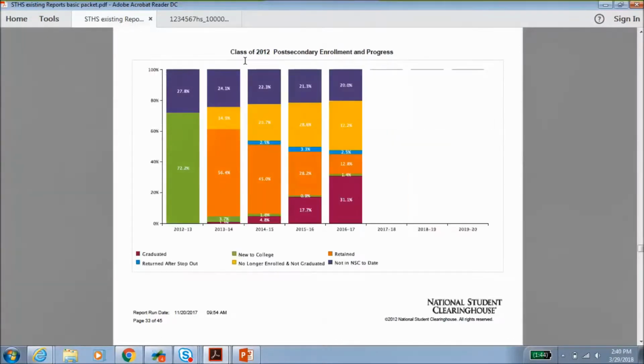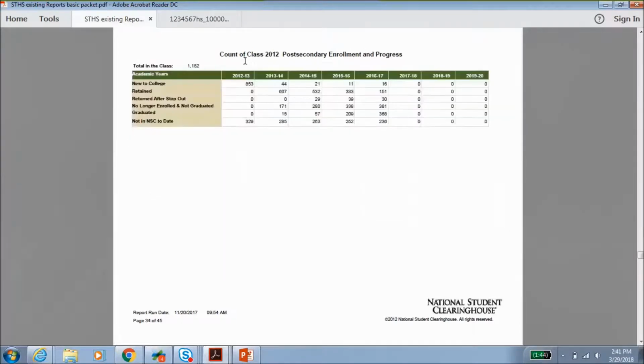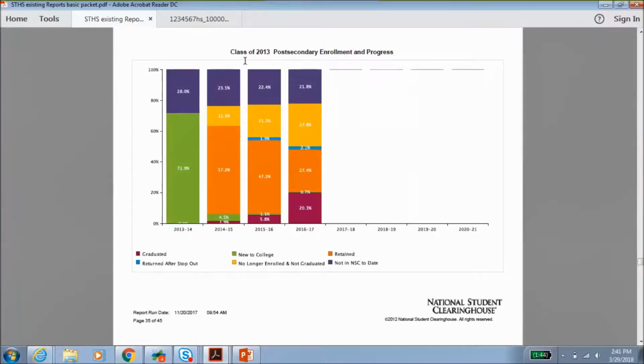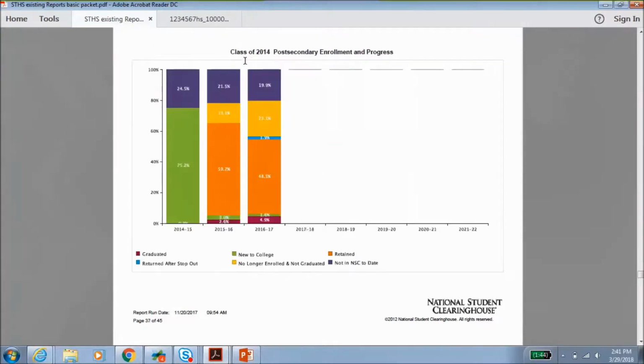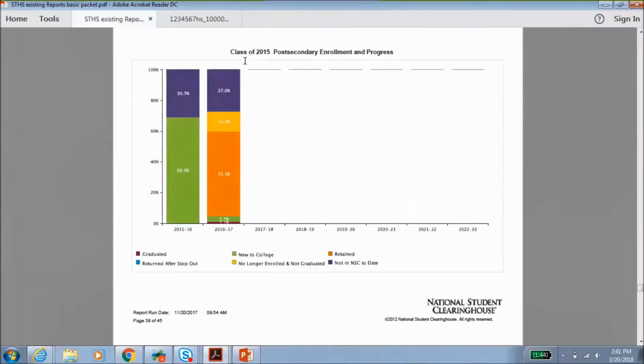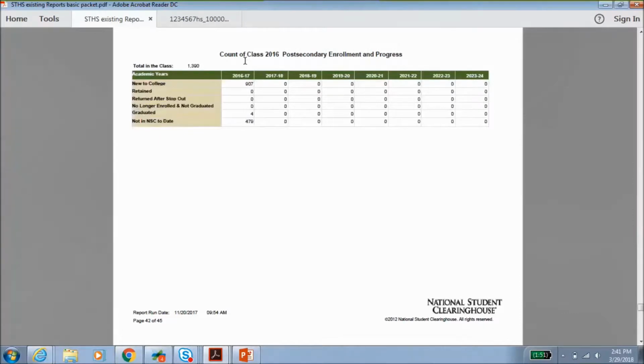This is going to continue on through almost the end of your report packet. So again, class of 2012. You'll notice the charts do get smaller because we don't have any other completed years to put in this chart. And we're going to go all the way to the class of 2016 for you. We only have one completed year, so that's all you will see at this time. Next fall, there'll be another column there for you.